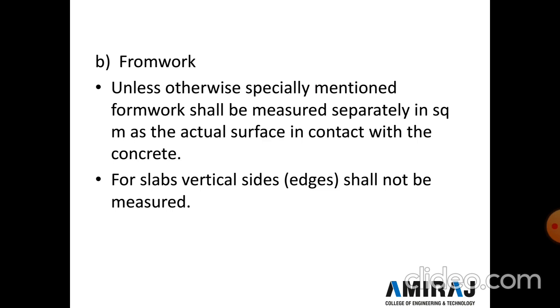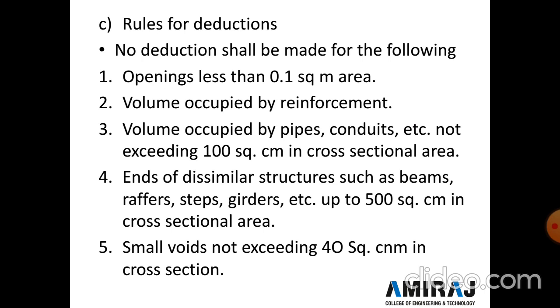Now next is the rule for deduction. No deduction shall be made for the following items: openings less than 0.1 square meter in area; the volume occupied by reinforcement; the volume occupied by pipes, conduits, etc. not exceeding 100 square centimeter in cross sectional area; the ends of dissimilar structures such as beam, rafter, slab, girder, etc. up to 500 square centimeter in cross sectional area; and small voids not exceeding 40 square centimeter in cross sectional area.